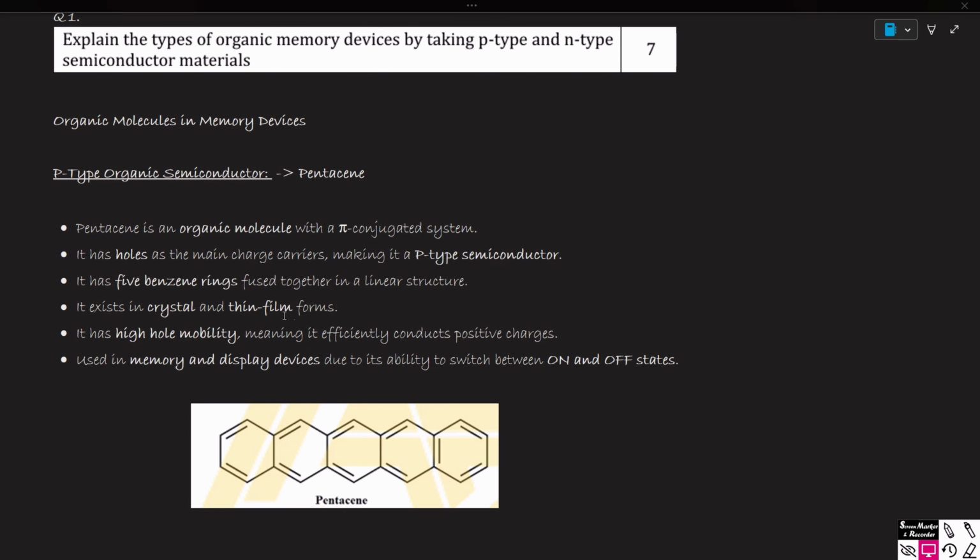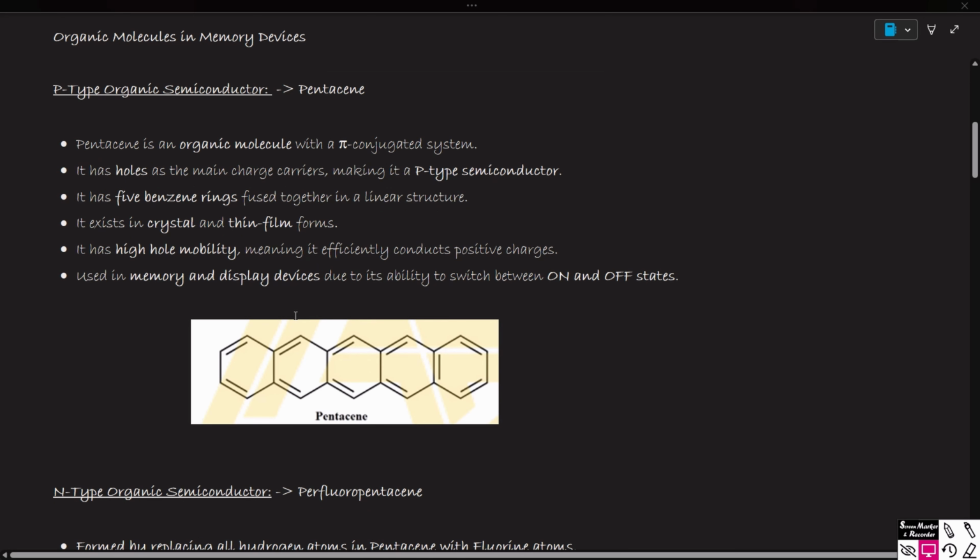It exists in crystalline thin film form, with rough surfaces. It has high hole mobility, meaning it effectively conducts positive charges, but it is not stable. And this is used in display devices due to its ability to switch between on and off states.